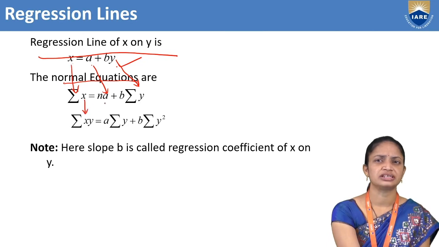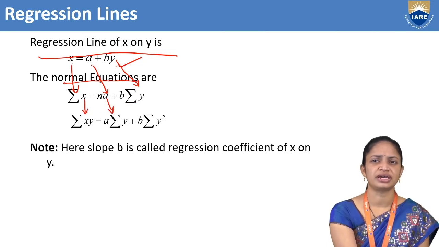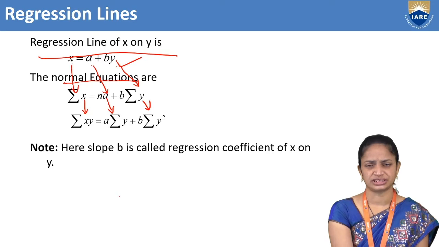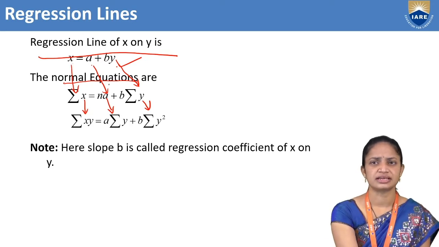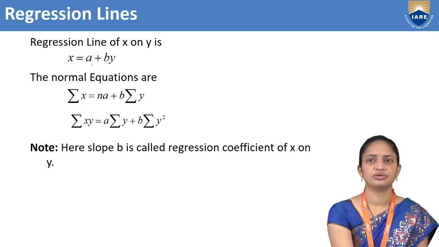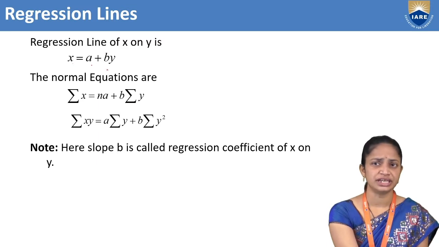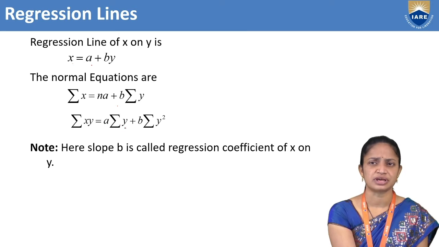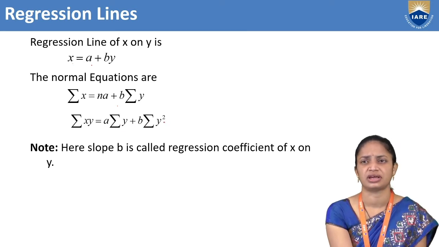So summation xy equal to a into summation y plus b into summation y square. Or summation x equal to... So if the regression equation of x on y is x equal to a plus by, the normal equations are summation x equal to na plus b into summation y, summation xy equal to a into summation y plus b into summation y square.